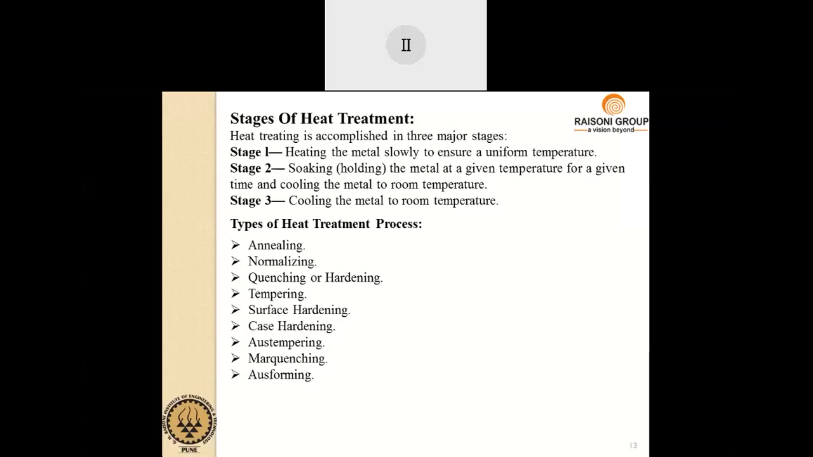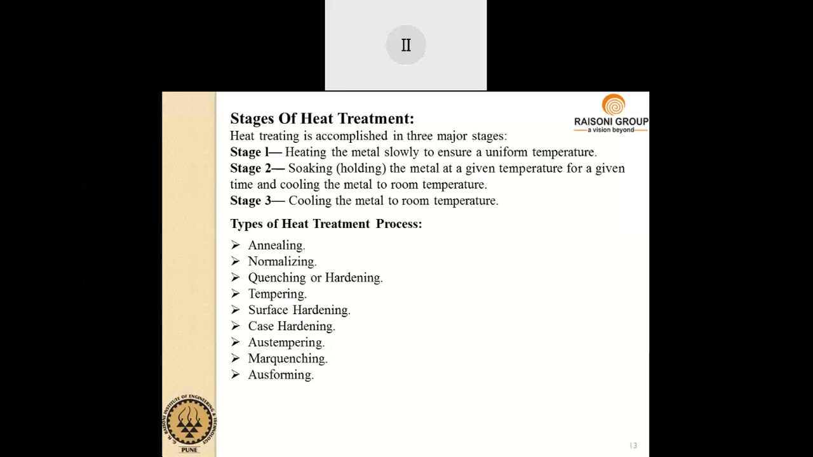Here, we follow a simple thumb rule for soaking: 1 inch is equal to 1 hour of soaking. For 1 inch thick metal, we allow 1 hour of soaking for a steel sample. Similarly for aluminium, it is sometimes less than 1 hour because aluminium conductivity is more compared to steel.